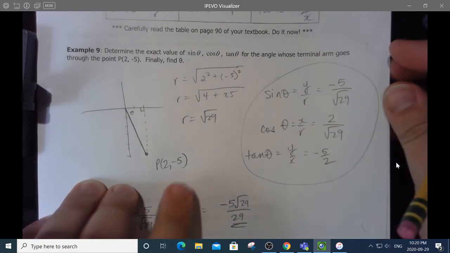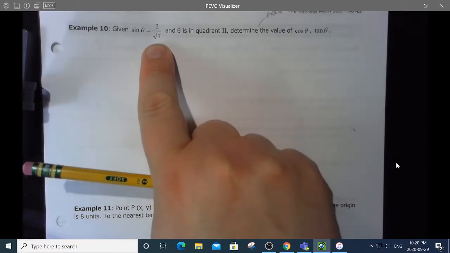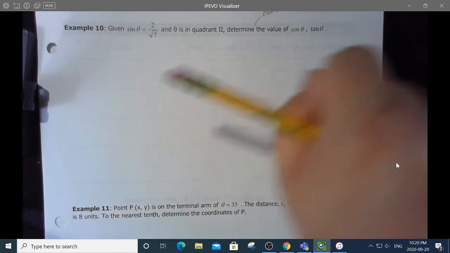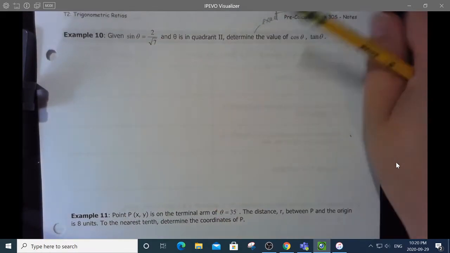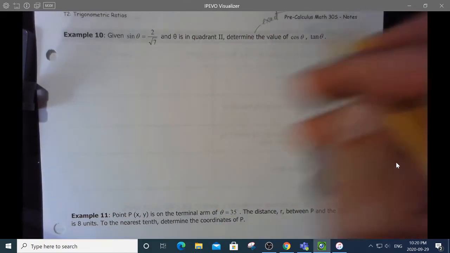All right, what's next? If it was example 9 before, it's example 10 now. Given sine of theta is 2 over root 7, and theta is in quadrant 2, determine the exact value of cos and tan. Yes, I could put that in my calculator, get a decimal, do the inverse sine of it, then I have an angle, and then I could find cos and tan. But I want the exact numbers. As soon as I start using my calculator for the root of 7, and not to mention sine, I'm going to get irrational numbers.